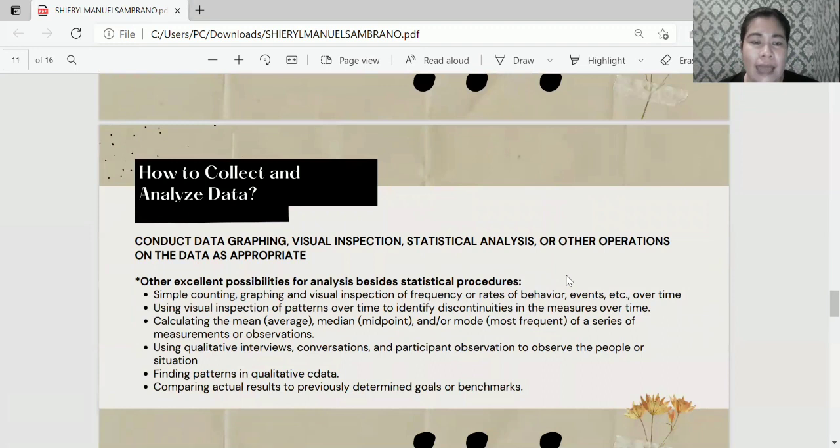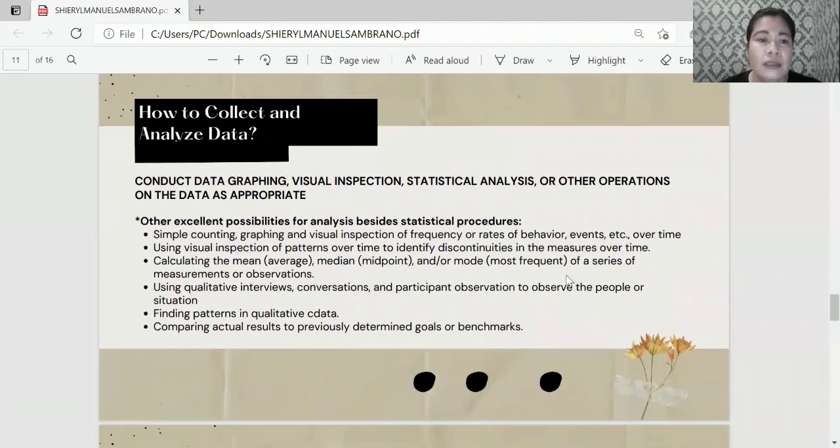How to collect and analyze data. Conduct data graphing, visual inspection, statistical analysis, or other operations on the data as appropriate. Other excellent possibilities for analysis besides statistical procedures. First, simple counting, graphing, and visual inspection of frequency or rates of behavior events over time. Second, using visual inspection of patterns over time to identify discontinuities in the measures over time.